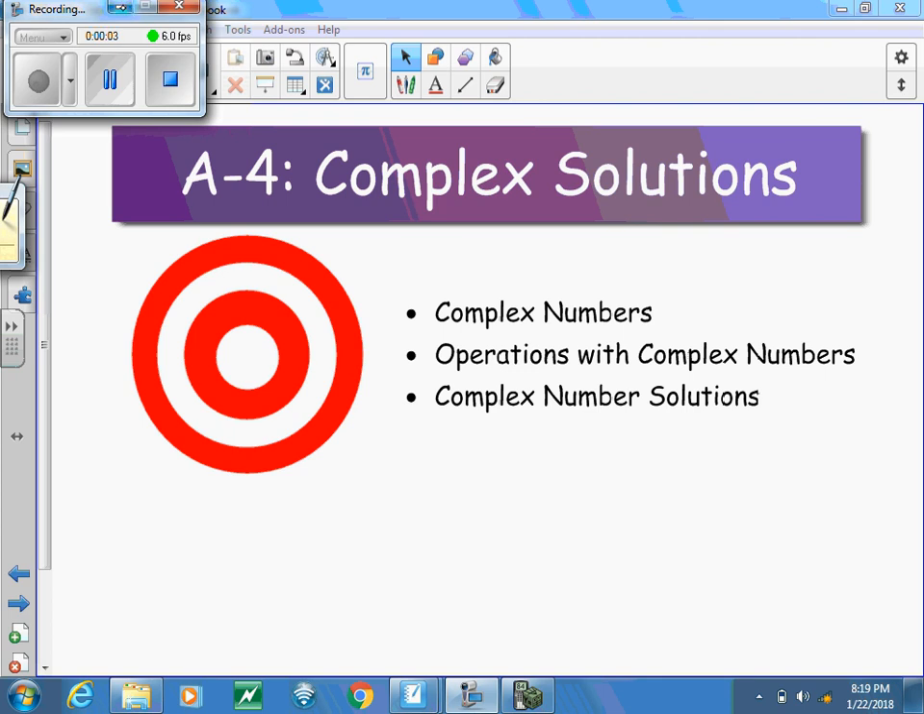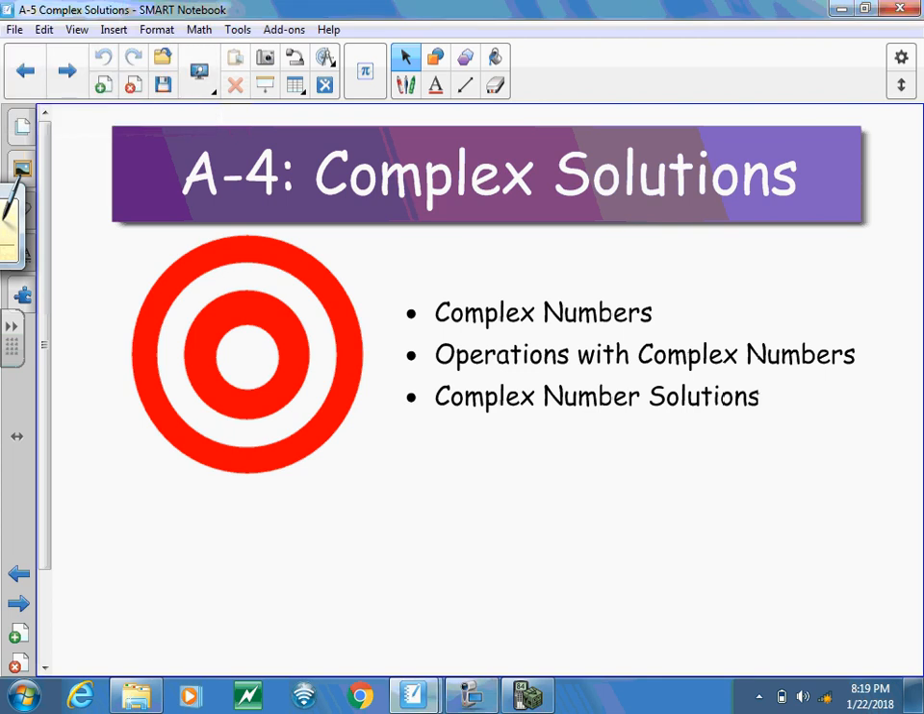Alright, in this video I'm going to be reviewing complex solutions and working with those, and this seems fitting given that in the previous video we were talking about quadratics. Complex solutions come from when we start looking at imaginary numbers and when we talk about graphs of quadratics that are not crossing our x-axis anywhere.